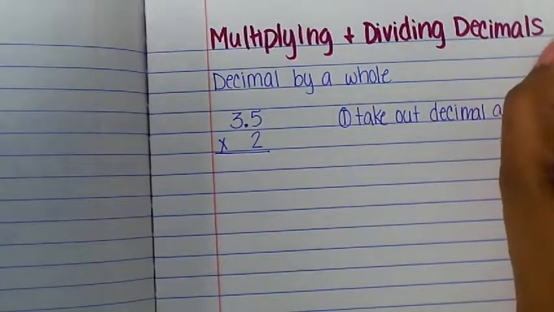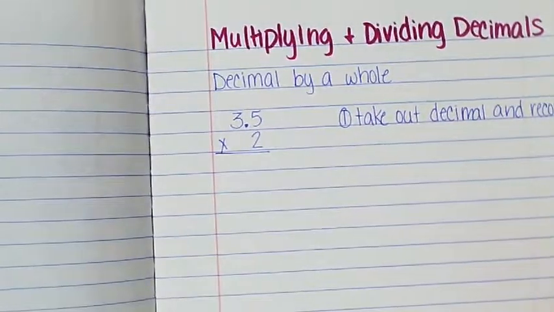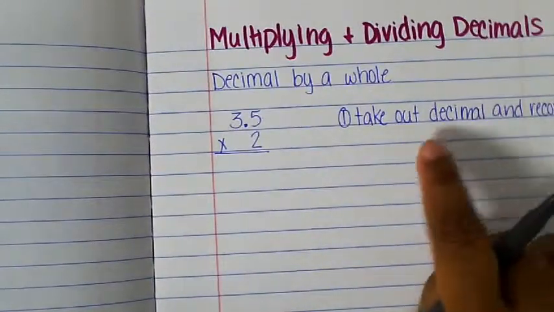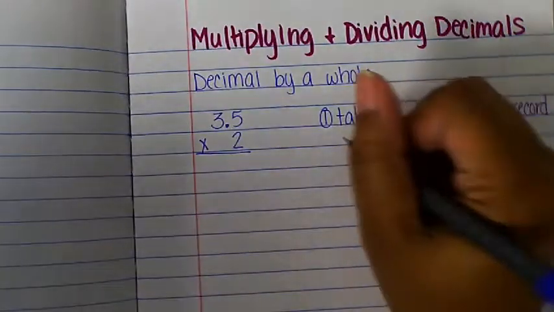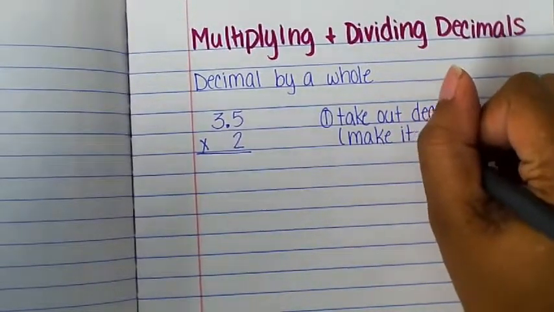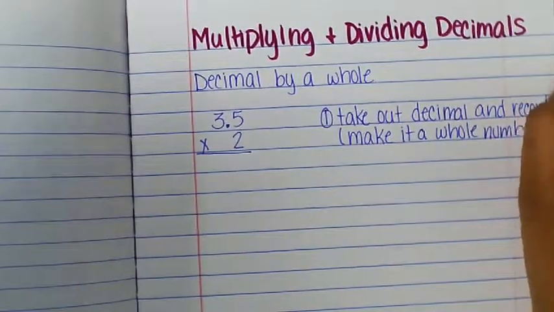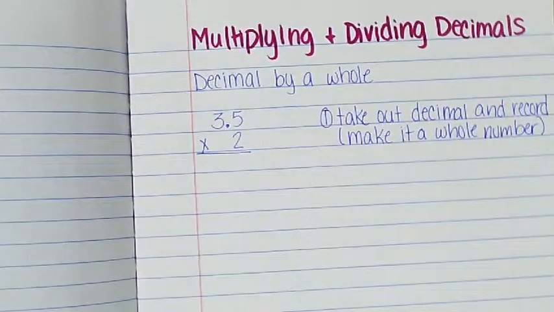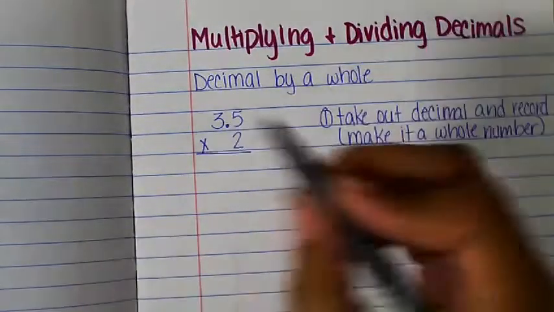And record. So by taking this decimal out, we are making it a whole number. So in parentheses, we're writing make it a whole number. So we actually don't end up multiplying decimals or dividing decimals. We do it with whole numbers, and then we put our decimals back. So take the decimal out.